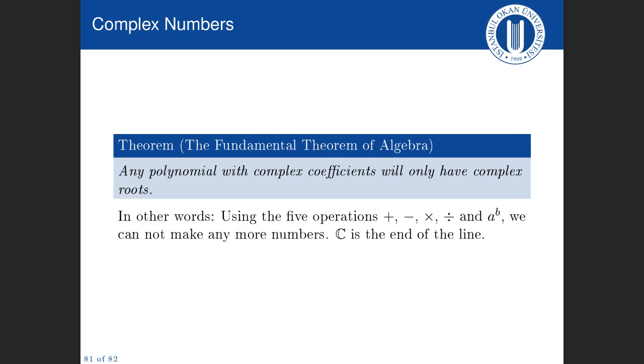So what this means is that if we just have the 5 operations, if we only can do plus, subtraction, multiplication, division, or powers of a number, then we can't make any more numbers. The complex numbers are the end of the line. And now we're happy. Now we have enough numbers to be able to do some serious mathematics. Now we can do our linear algebra.